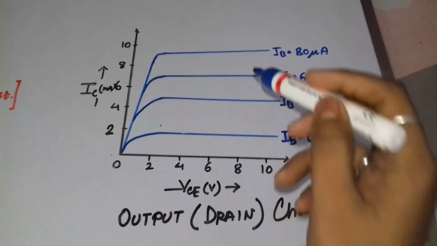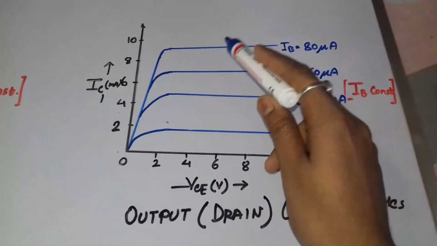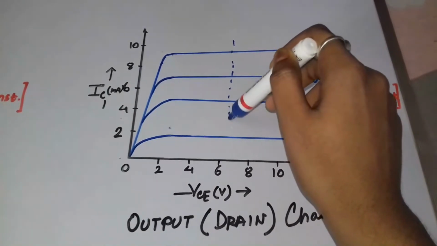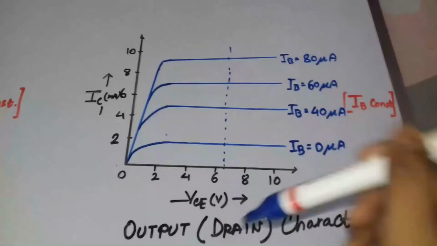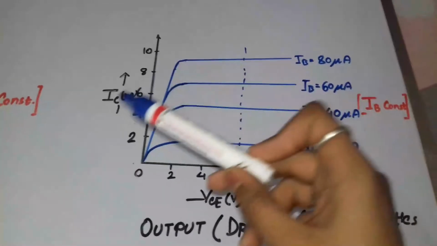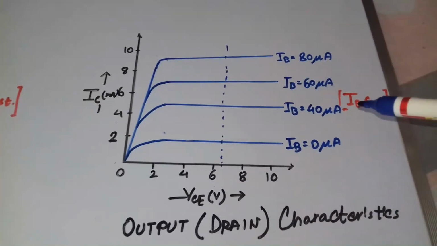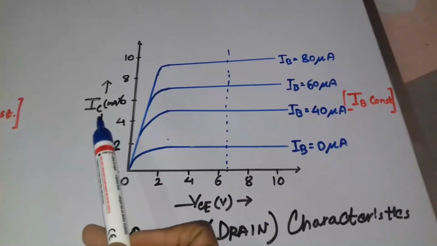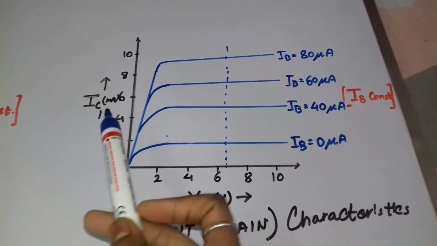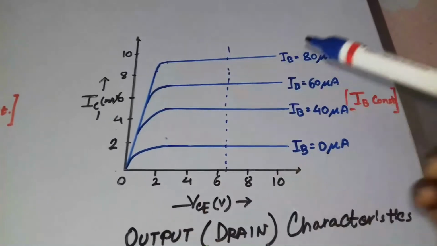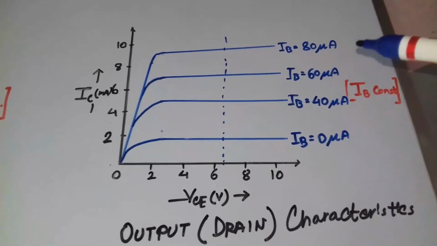So we can say that for a constant VCE, that is this, if we cut a line parallel to the y-axis, we can say that for a constant VCE, the IC increases with the increase in IB. So since IC is the most important parameter for a transistor, and IB controls this IC, the transistor may also be called a current control device.